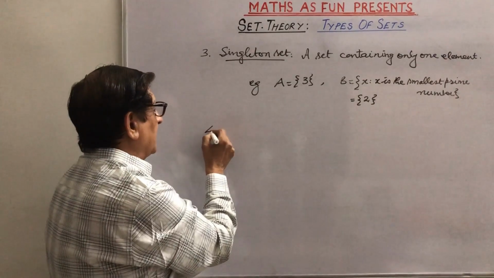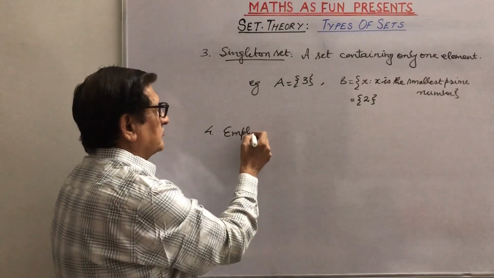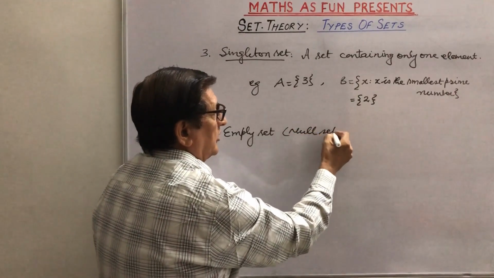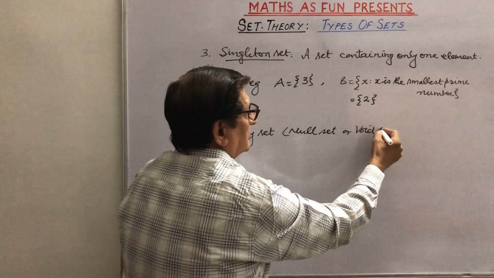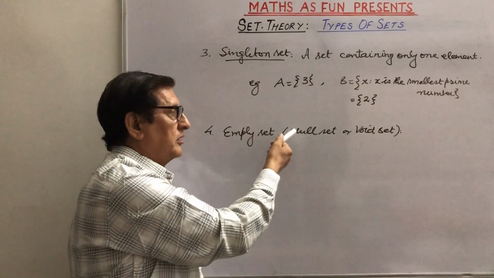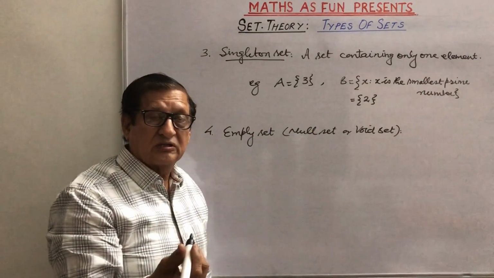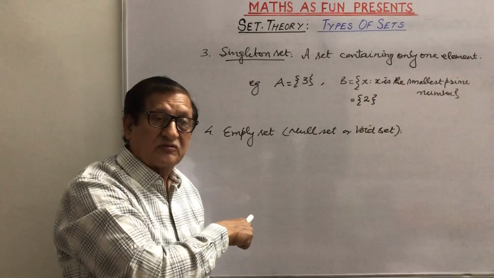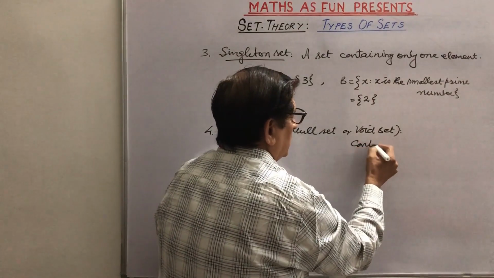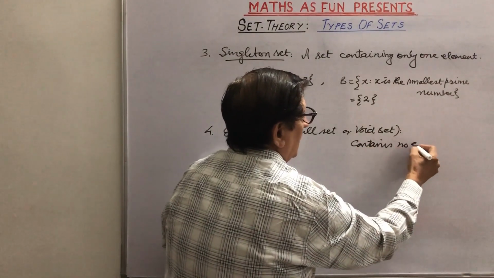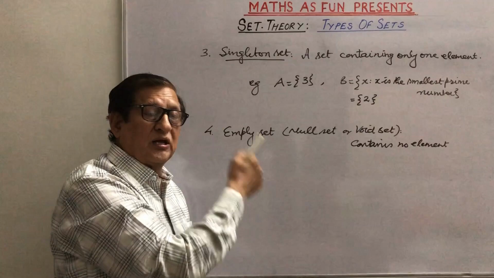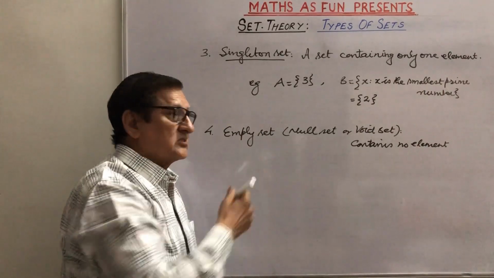Now the next type we have is an empty set. We also call it null set, or we call it void set. Here the name itself tells: empty, null, void. It means there is nothing in this. In sets we say a set containing no element. So any set having no element in it is an empty set.